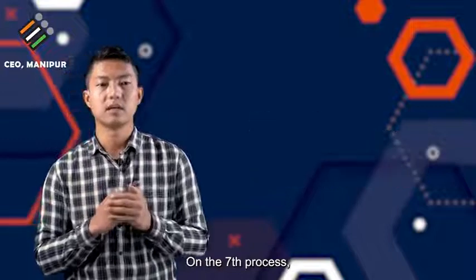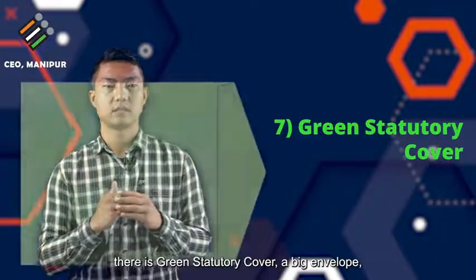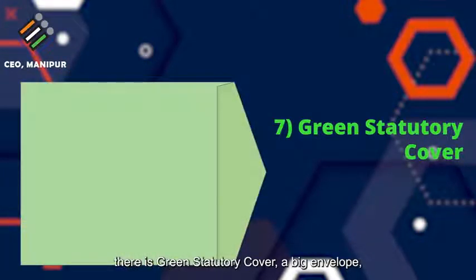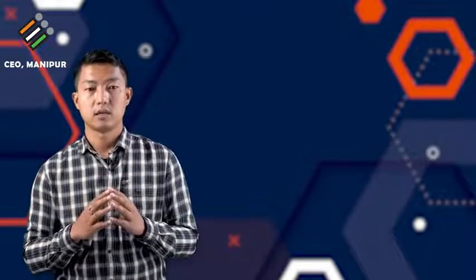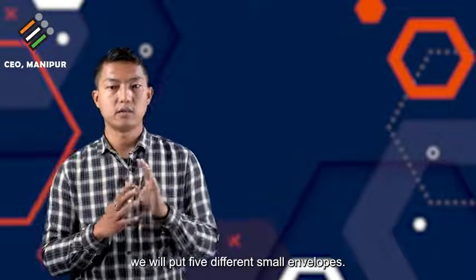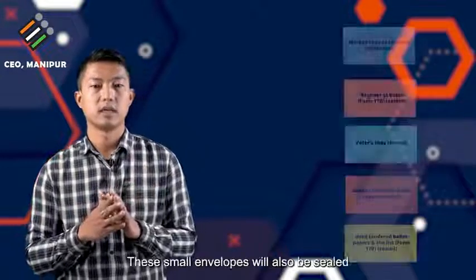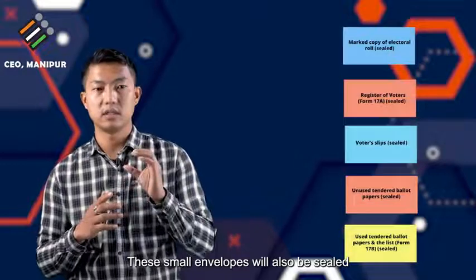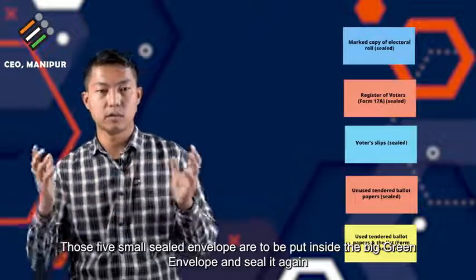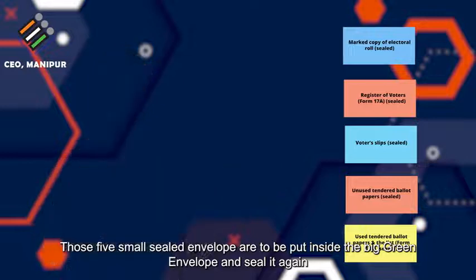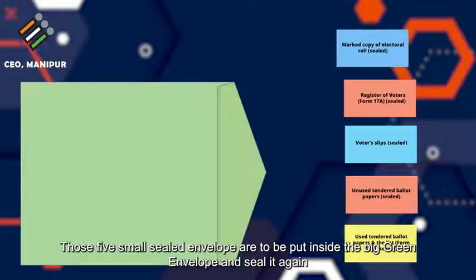On the 7th process, there is the green statutory cover, a big envelope. In this green statutory cover, we will put 5 different small envelopes. These small envelopes will also be sealed. Those 5 small sealed envelopes are to be put inside the big green envelope and sealed again.